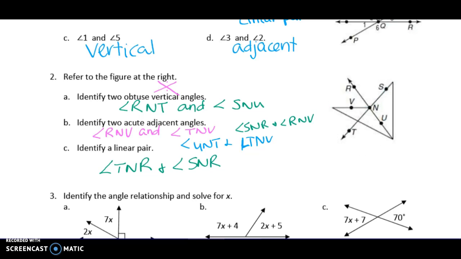Or something like U and S and R and S. Again, it's any time you could find a pair that meets your criteria. It would still be correct.